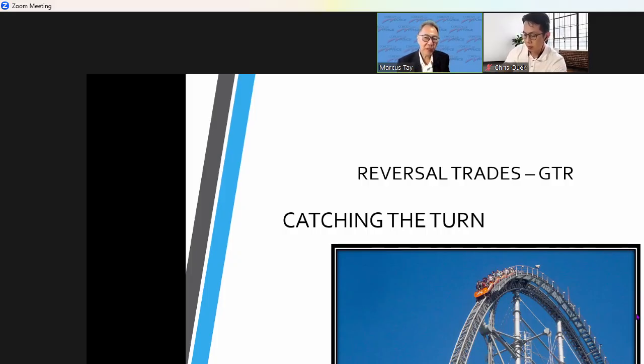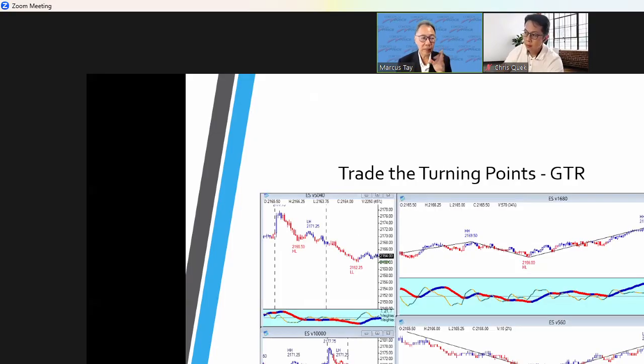Now, because I'm taking reversals, I need to be a little bit more precise. I need to have more filters, supporting parameters, so that I do not so-called gamble, or second guess, could this be the right turning point or could this not be the right turning point? So with GTR, I have the 3 parameters there.